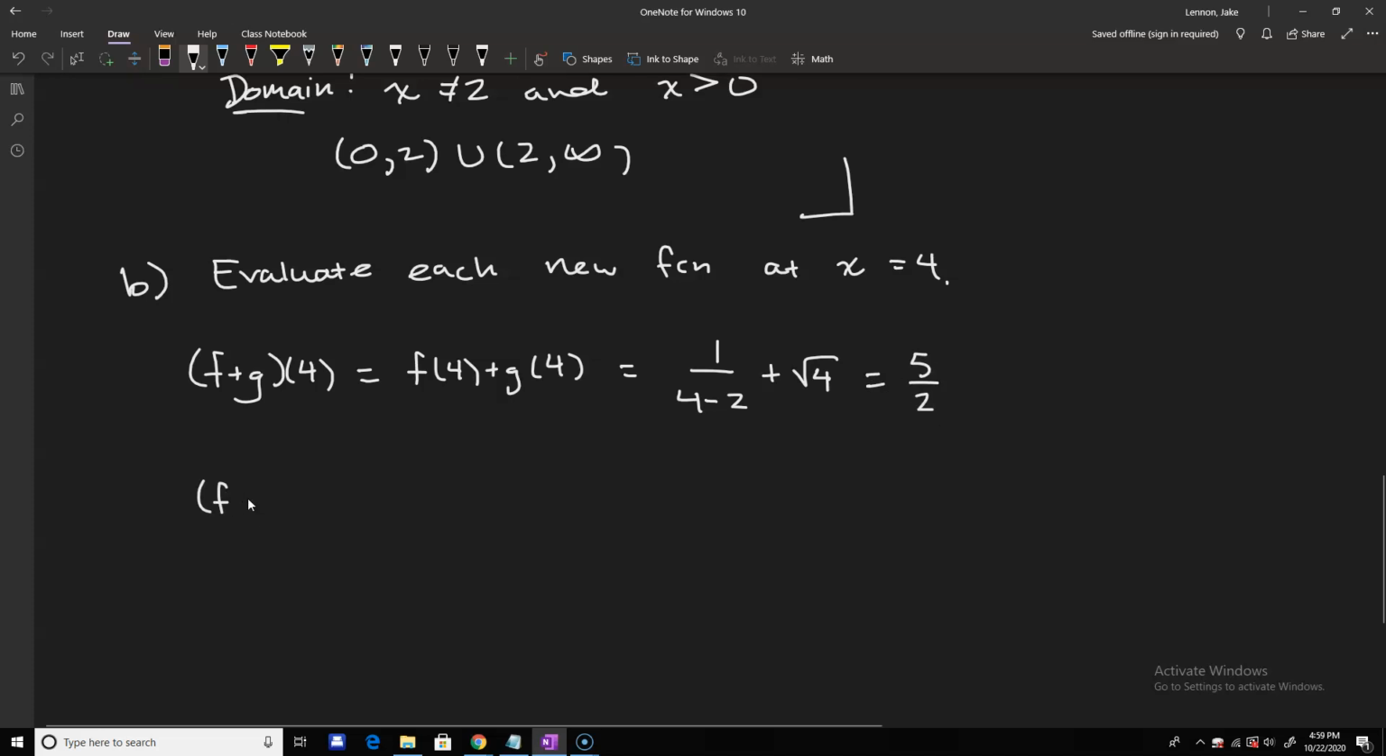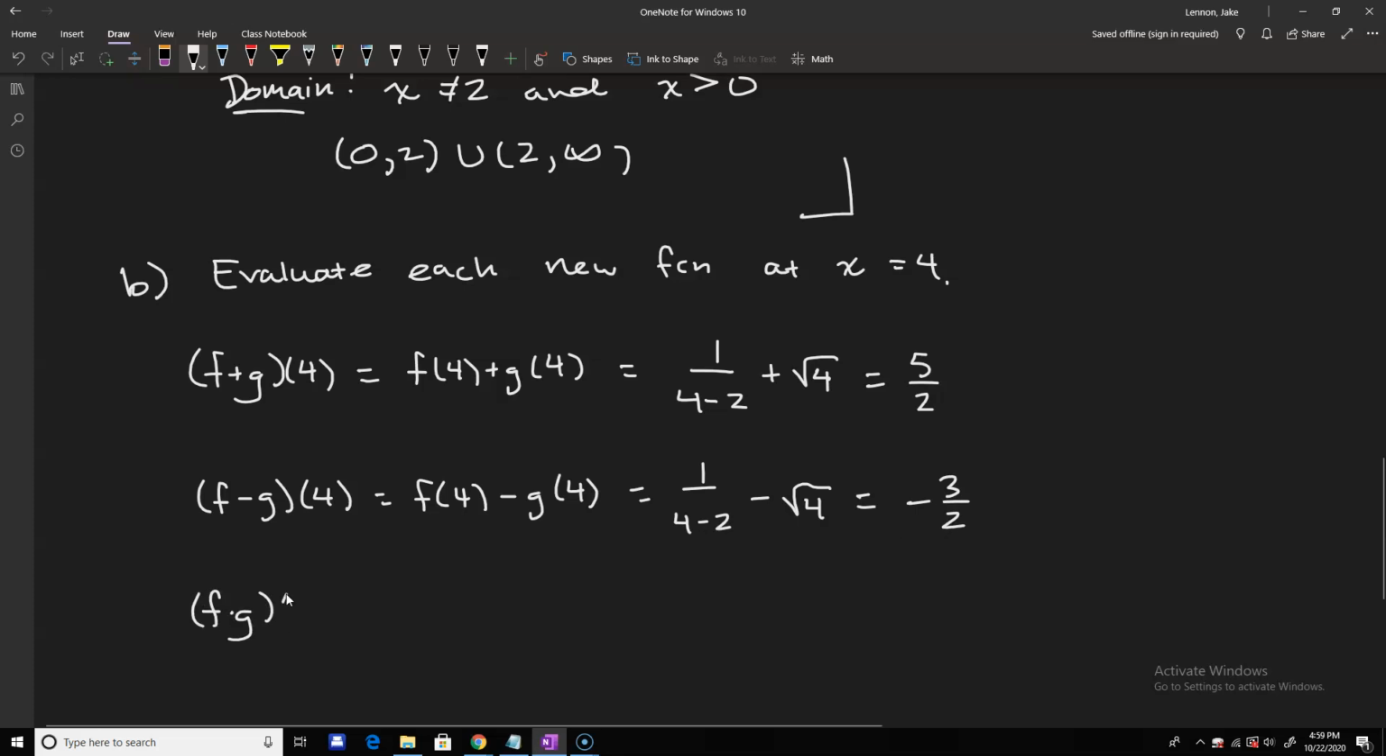And we also have f minus g of 4, which is f of 4 minus g of 4, which would be exactly the same as the above, except for now we're subtracting the square root of 4. And this comes out to minus 3 over 2. And then we have f times g of 4, which is f of 4 times g of 4, which is going to be 1 over 4 minus 2 now times the square root of 4. And this comes out to 1.